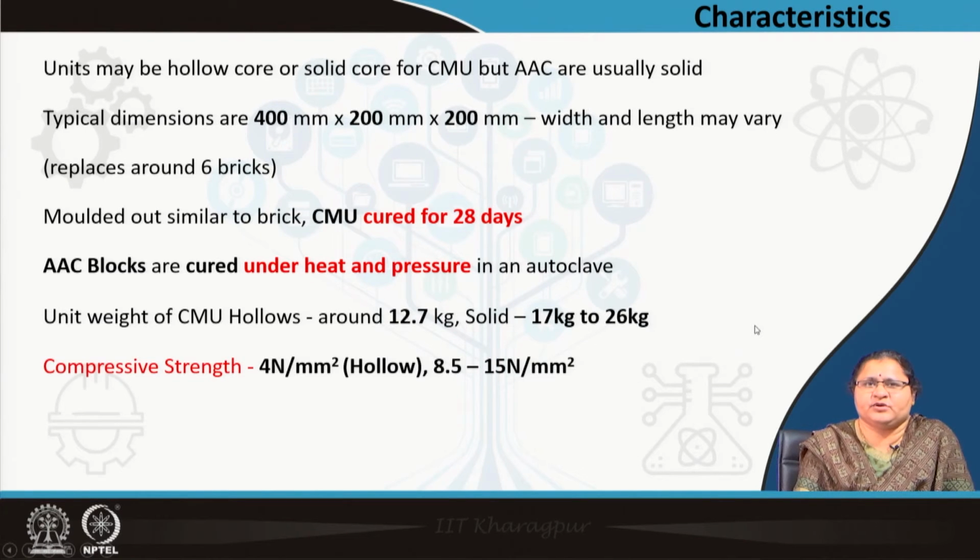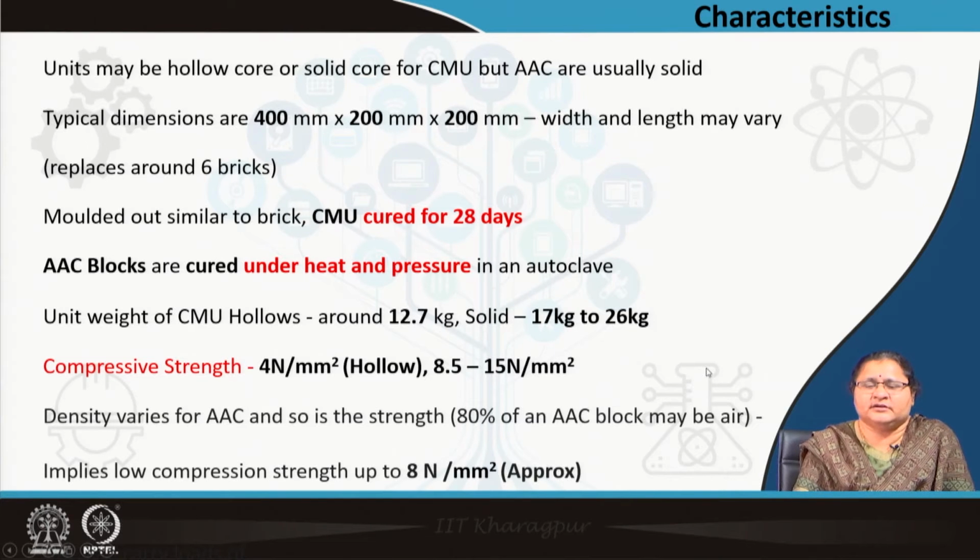Unit weight of CMU hollow blocks is 12.7 kg, and solid is 17 to 26 kg, depending on the compaction and the density of the materials. The strengths are also given, which is more or less replacing brick, or more when it is solid, and when it is hollow you can see it is 4 Newton per millimeter square. So, it is acting as a non-load bearing wall. It is a filler, standing between the structure.